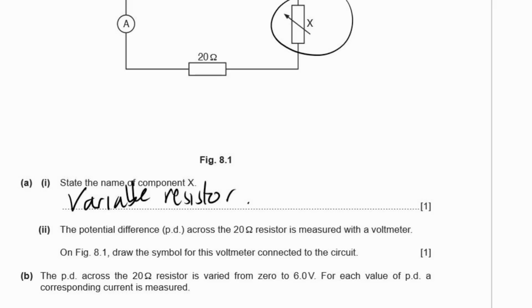Two, the potential difference across the 20 ohm resistor is measured with a voltmeter. On figure 8.1, draw the symbol for the voltmeter connected to the circuit. Okay, so the voltmeter is outside of the circuit and across the resistor. There we go.